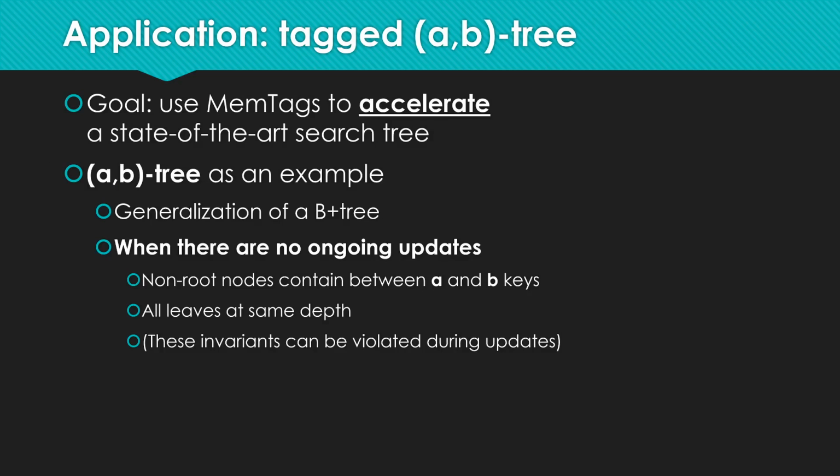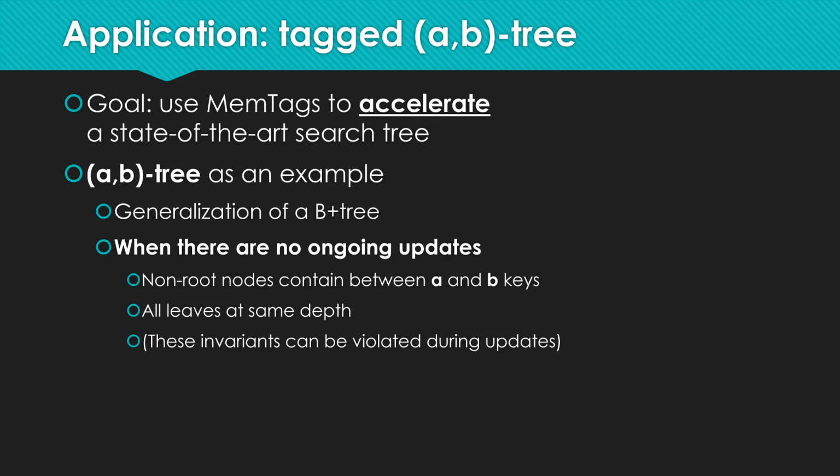Okay, so now I'm going to discuss the primary application in this talk, which is the use of MemTags not to design a new data structure, but to accelerate a state-of-the-art concurrent search tree, specifically an A-B tree, which is a generalization of a B+ tree, a tree that's more cache-friendly because it has fat nodes with lots of keys. Specifically in an A-B tree, when there are no ongoing updates, non-root nodes contain between A and B keys, where A and B are constants you're allowed to choose, subject to some constraints, and all leaves have the same depth. This is similar to a B tree or a B+ tree.